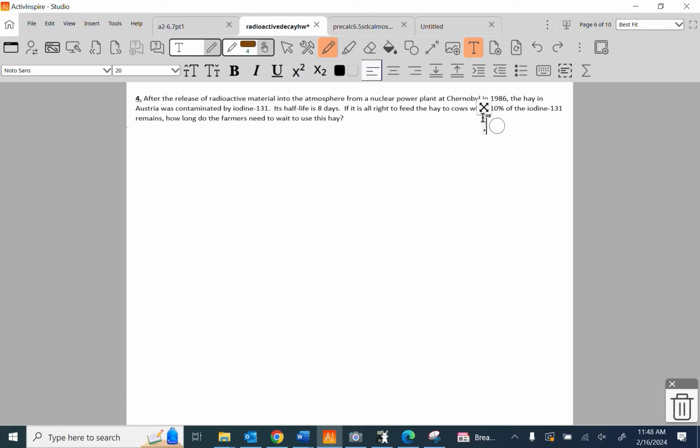So I look at 10% and I see 0.1. And the idea here is that the principal, let's just write that down, 10% remains. We can use the percentages, but the principal had to be 100%.